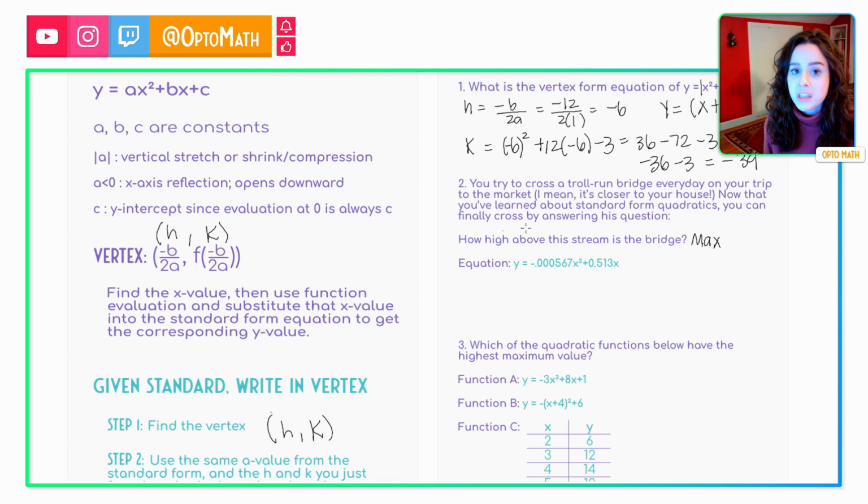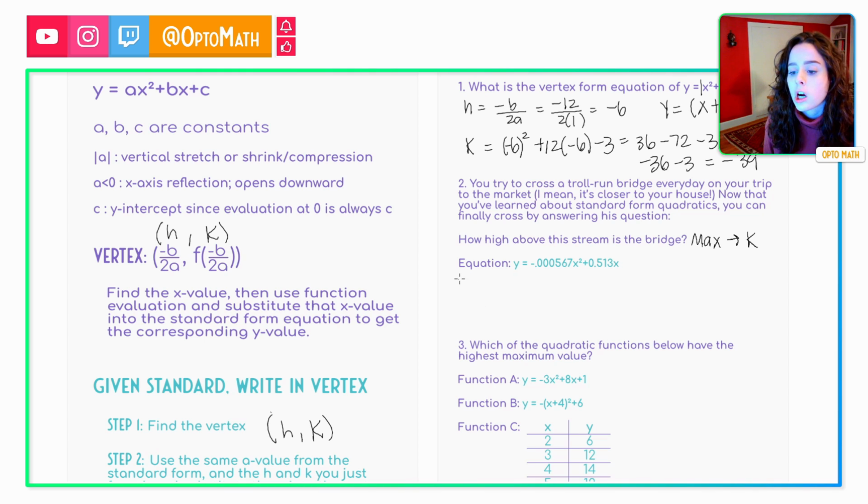We know it's a max because it makes sense in the context of the problem, and also because there's a negative a value. And our max is gonna be that k value. So we're gonna try to find k. So here's our strategy. We need to use negative b over 2a to find h, then do function evaluation with h as x and find our k.